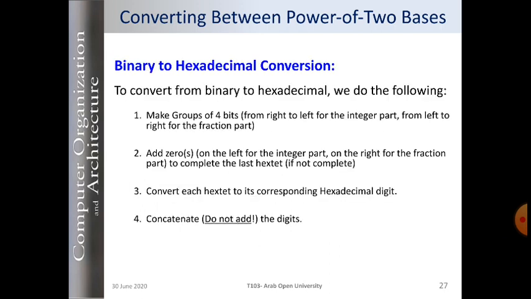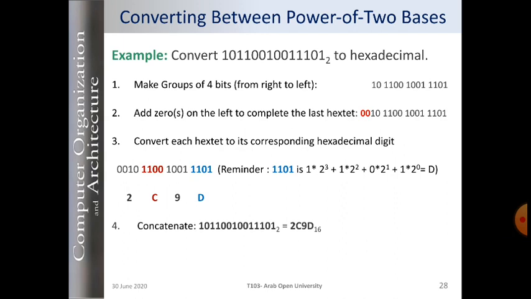How to convert binary to hexadecimal? Let's take an example. The same number in binary, we do grouping but for 4 digits, 4 bits. So we have 1011 from the right hand side, 1001, 0011. We have 01, so we add 2 zeros to the left side.